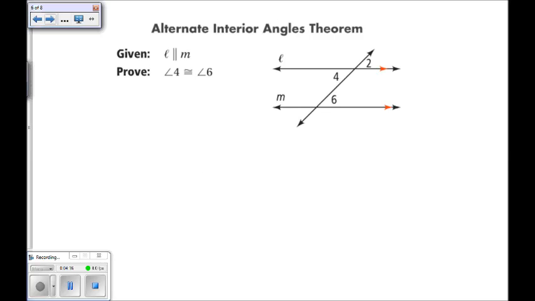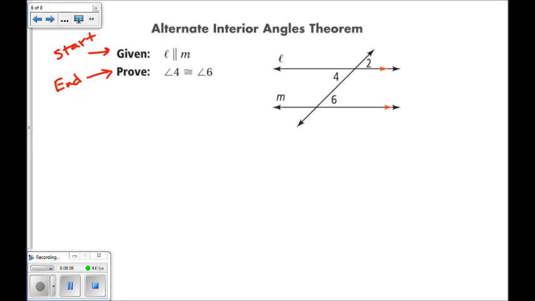Let's transition from those theorems and using them to proving them. We will always start with our given, and we'll use deductive reasoning to explain why this statement is always true. This is our end. So let's talk about why angles 4 and 6 are always congruent.